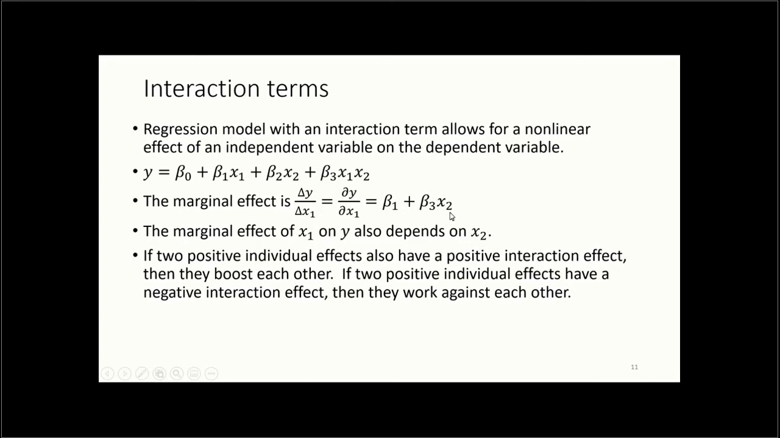And so what we want to see here is, for example, if we see a positive coefficient here, and a positive coefficient here, we want to know with the interaction, is this coefficient going to be positive and significant, meaning the individual effects are going to boost each other, or if this coefficient is negative, then these individual effects are going to work against each other, or it may be insignificant, meaning no boosting or canceling out of these individual effects. So let's see empirically how that works out.